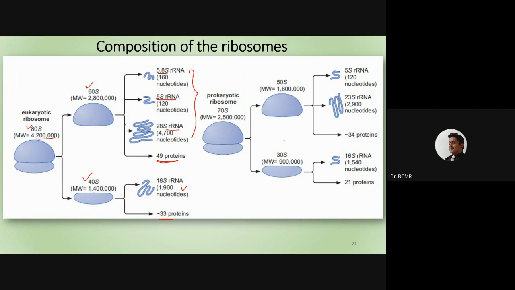Prokaryotes are also very similar, but a little simpler. The small subunit has 21 proteins and 16S rRNA, approximately 1500 nucleotides. And the large subunit has 23S rRNA and 5S rRNA and about 34 proteins.